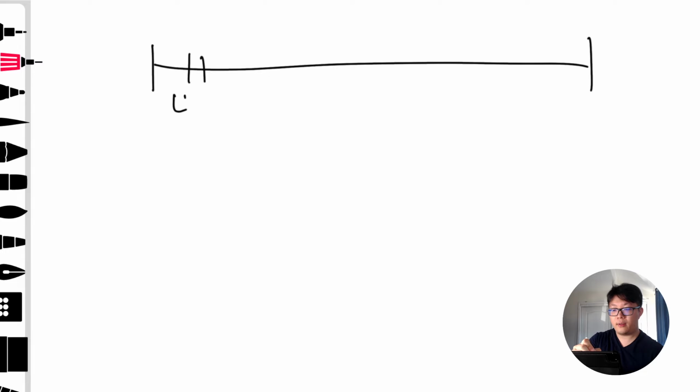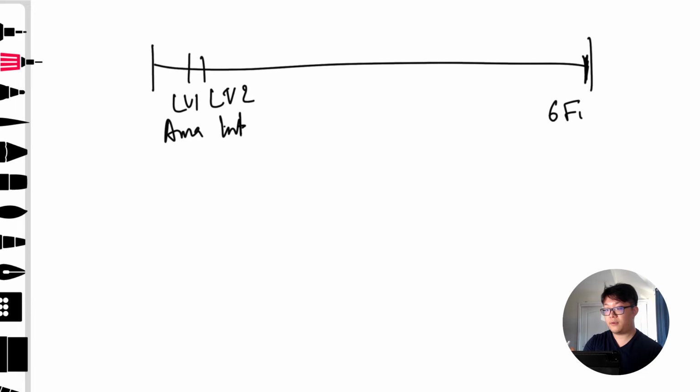And level one is the amateur. Level two is the intermediate. And at the other end of the spectrum is the six figure method.